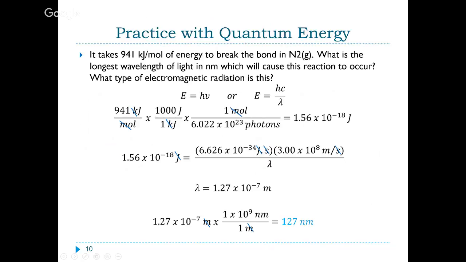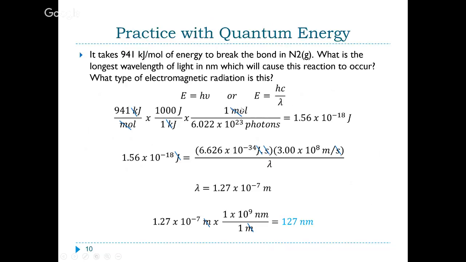So if I want to break nitrogen apart and just get some N atoms, how much energy do I need to do this? Or it tells me what energy I need, but what wavelength of light could actually make this happen? And where does this fall on the electromagnetic radiation scale? So once again, I have energy and I want to find wavelength. So I'm using this equation.